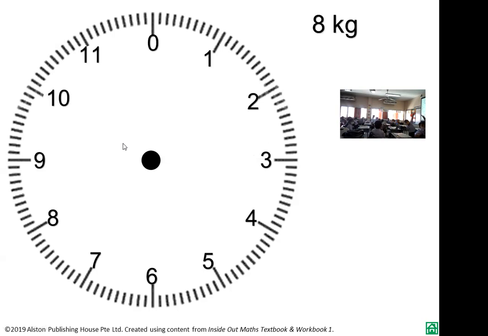8 kg. Emma, 8 kg. Click on 8 kg. Yes, thank you.